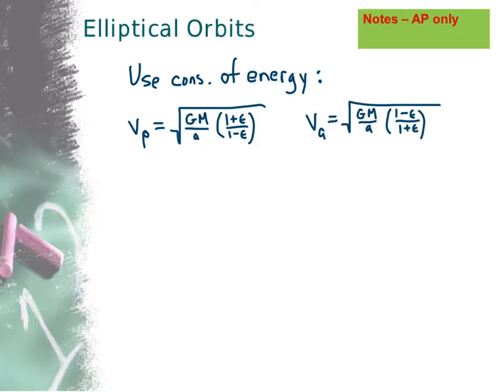Now these formulas look really, really similar, right? And you might accidentally get them mixed up. Well, the thing to remember is that at perihelion, the velocity is faster. Kepler's second law tells us that. So we would want 1 plus epsilon in the numerator. At aphelion, we're going slower, so we would want 1 minus epsilon in the numerator of our little fraction. So that's the big way to tell the difference.